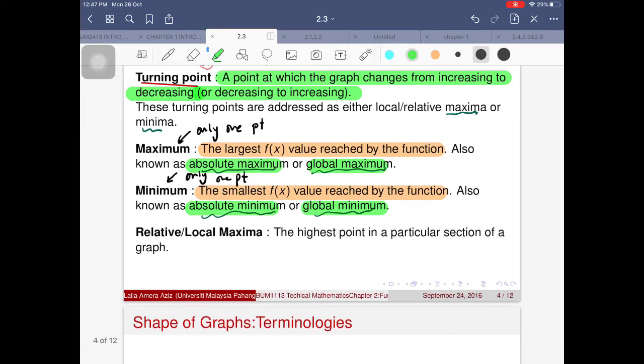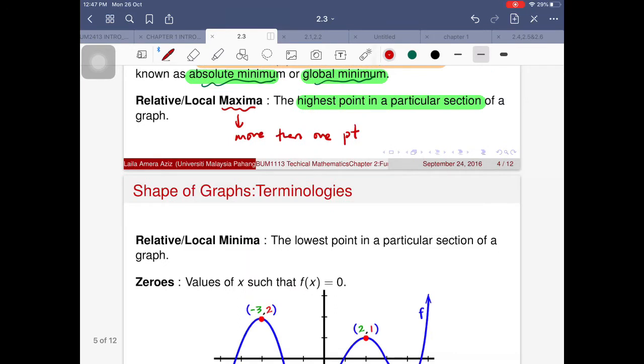Okay, relative maxima or relative minima. Local maxima is the highest point in a particular section. In this case, we use the term maxima because there could be more than one point. The same goes for local minima: instead of minimum, we use the term minima, because a local minimum could also be more than one point.